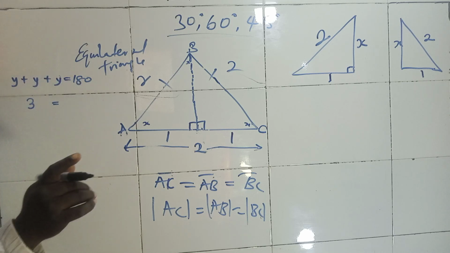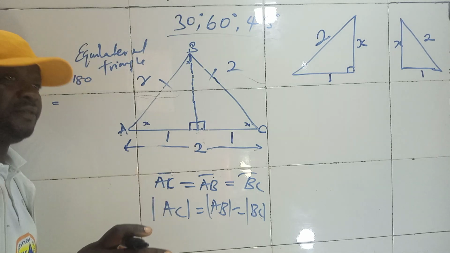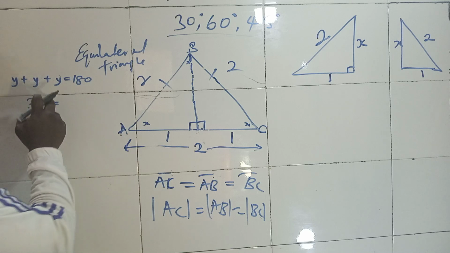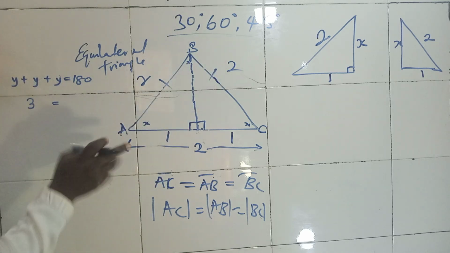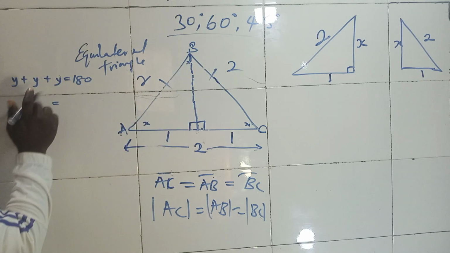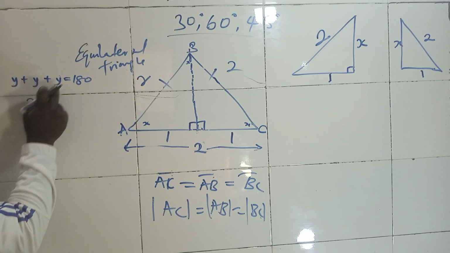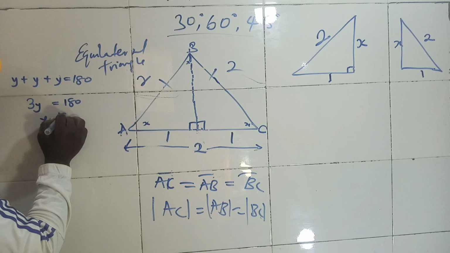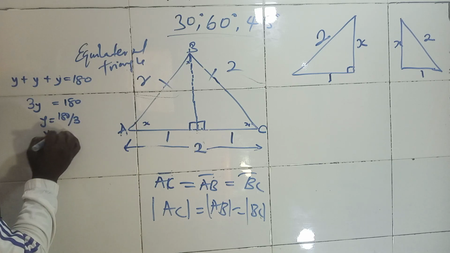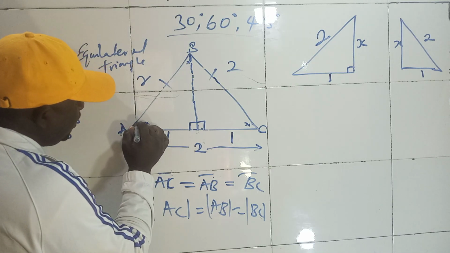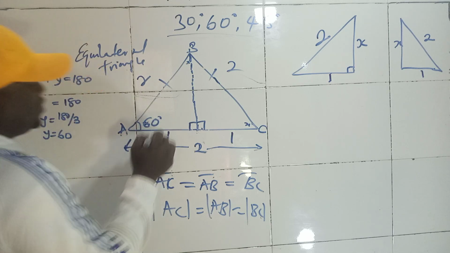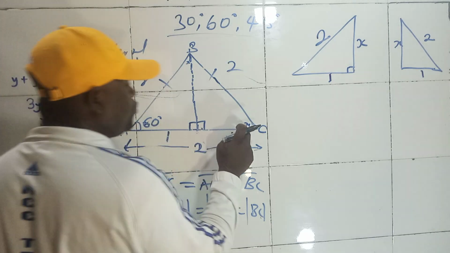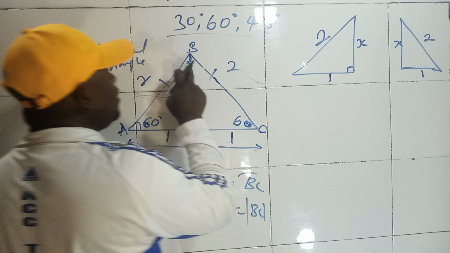And I told you in mathematics, when they use alphabet, it means unknown. I'm already using X. That's why I just changed it so that you don't get confused. So we have Y plus Y plus Y is equal to 3Y, which is equal to 180 degrees. Then Y equals 180 divided by 3. Y is equal to 60 degrees. It means the angle here is 60 degrees. If this is 60 degrees, this one must be 60 degrees.